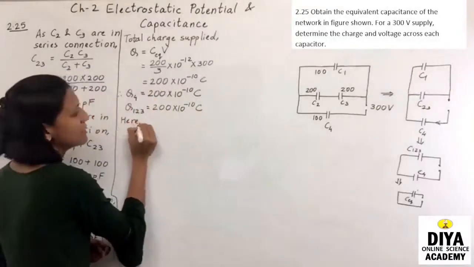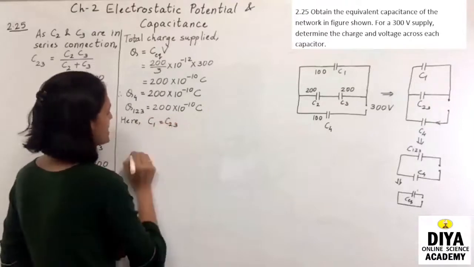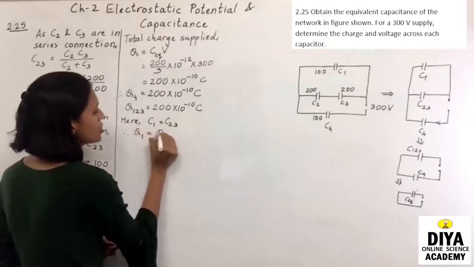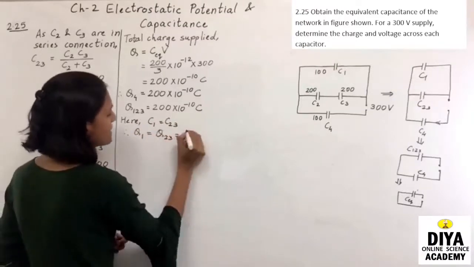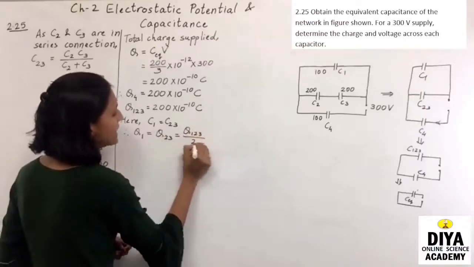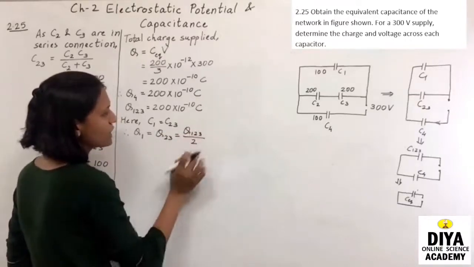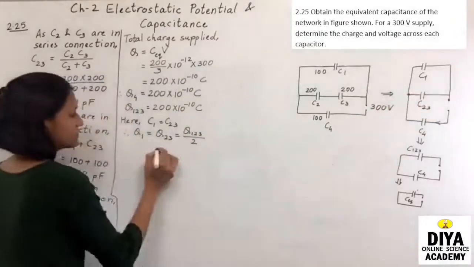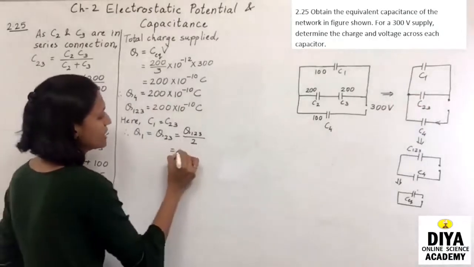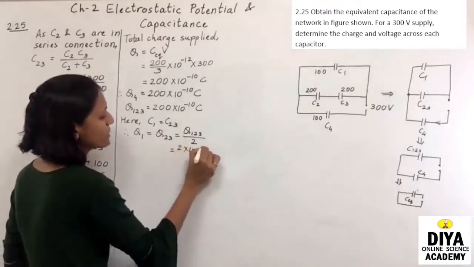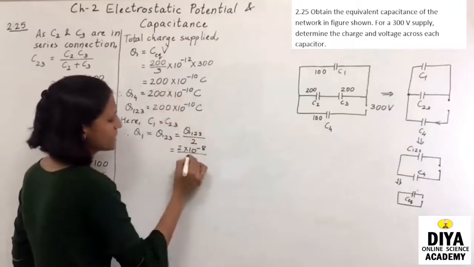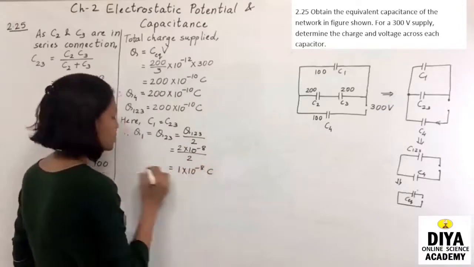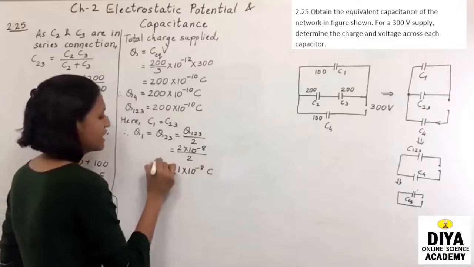Here, C1 equals C23, therefore Q1 is equal to Q23 and that is equal to Q123 by 2, क्योंकि ये ऐड होके उधर बन रहा है यहाँ पर इस जंक्शन पे. बराबर, तो Q1 equals Q23 equals 2 इंटू 10⁻⁸ या तो 200 इंटू 10⁻¹⁰ डिवाइडेड बाई 2, तो ये 1 इंटू 10⁻⁸ कूलम. Q1 की वैल्यू यहाँ से हमें मिली.